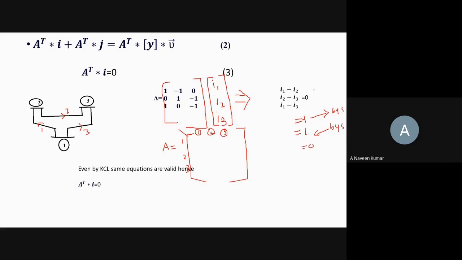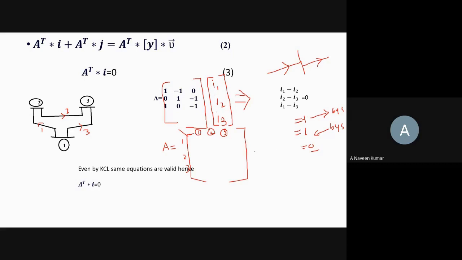We know that, because if this is the bus and this is the element, if current is approaching towards the bus, then we have to take it as -1. If it is leaving the bus, then we have to take it as +1. If there is no connectivity, we have to take it as 0. That we will write.